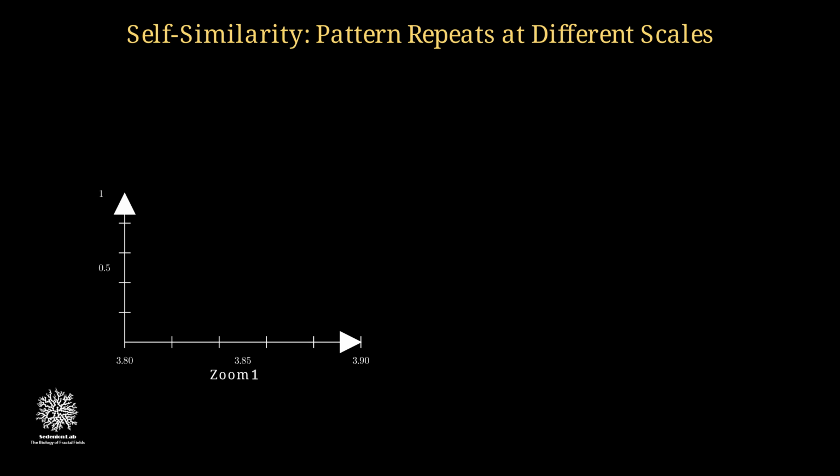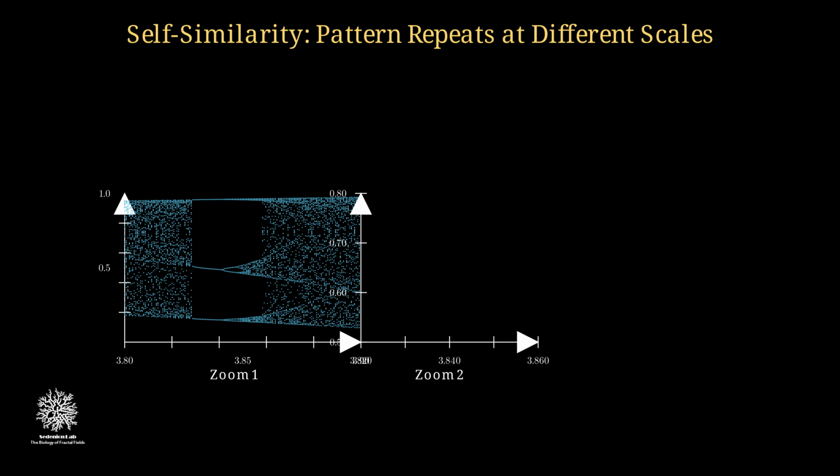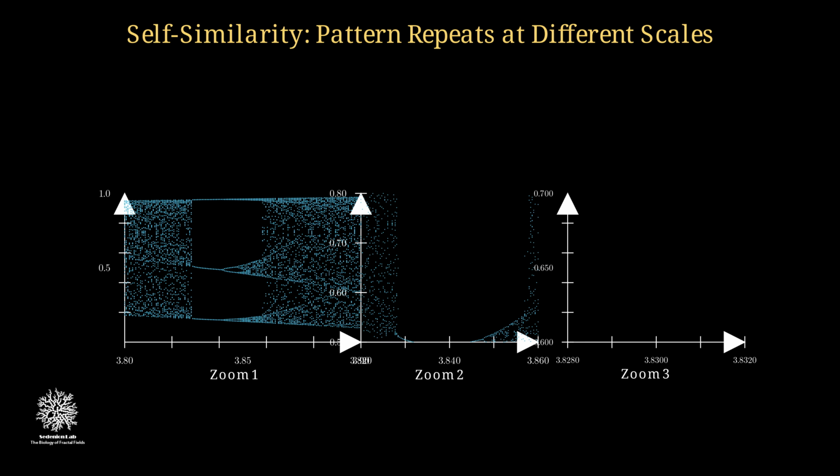Look closely at the gaps in the bifurcation diagram, those are the windows of order. The system appears to take a breath before plunging back into chaos. This interplay between stability and instability is what makes the logistic map so endlessly fascinating.